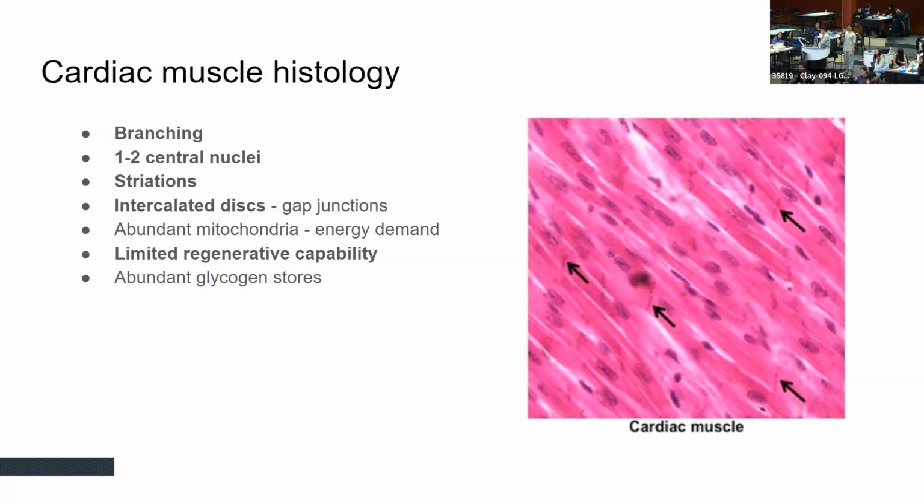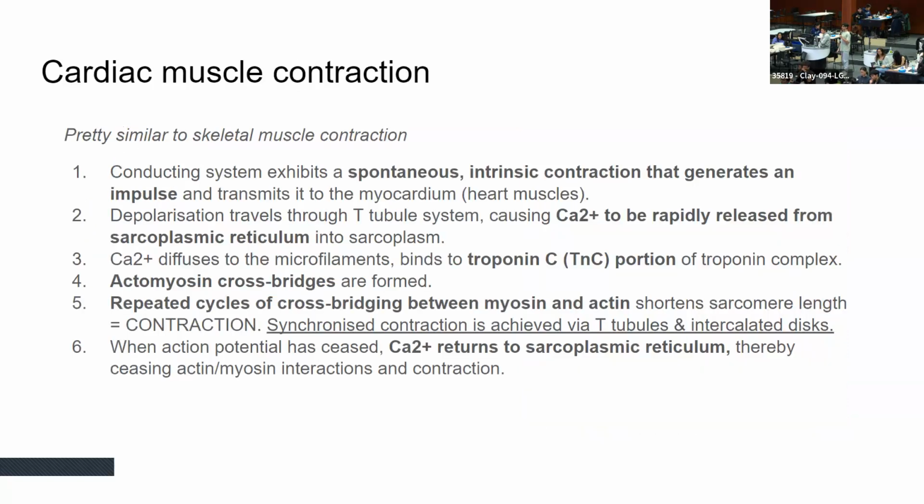Going back to all of the cell attachments, we do have a lot of gap junctions and a lot of mitochondria. The gap junctions are important in spreading the depolarization waves across the heart, and the mitochondria are basically so your heart can keep on pumping for your whole life. And they do have an abundant glycogen store to facilitate this long-term beating.